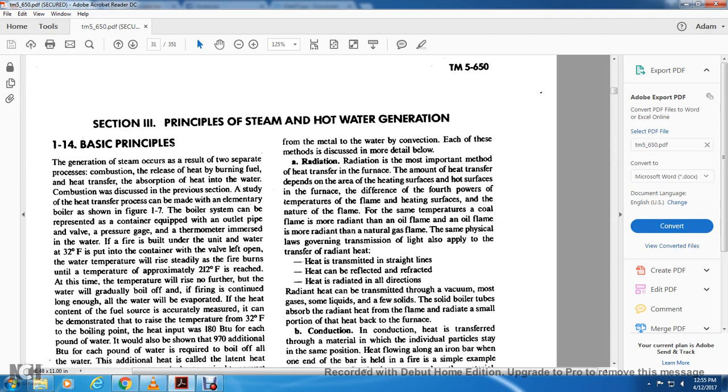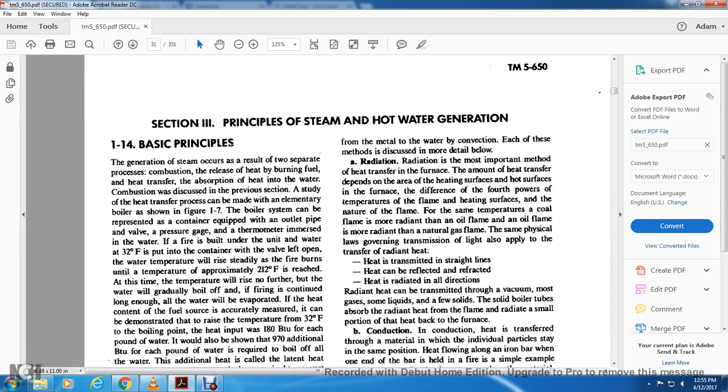The basic principle of the generation of steam results from two separate processes: combustion, which is the burning of fuel and the release of heat, and heat transfer, which is the absorption of heat by water. Combustion was discussed in the previous section of study, but the heat transfer process can be explained with the elementary boiler as shown in figure 1.7.